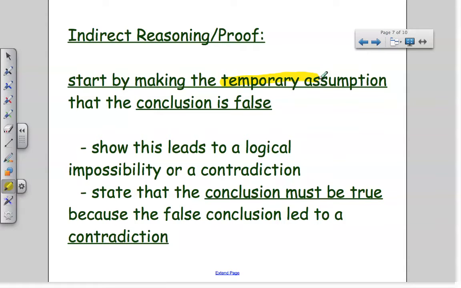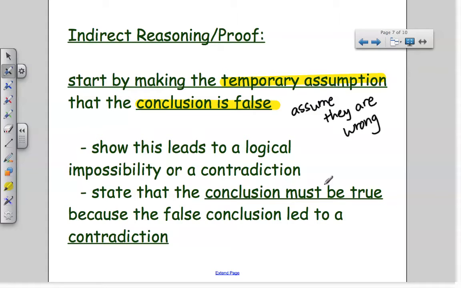But you're going to temporarily assume, and you're going to use these words always in an indirect proof: temporarily assume that their conclusion is false. Assume they are wrong, whatever they say at the end. You're going to assume they're wrong, and you're going to go with that. And you're going to say, if they're wrong, here's what happens.